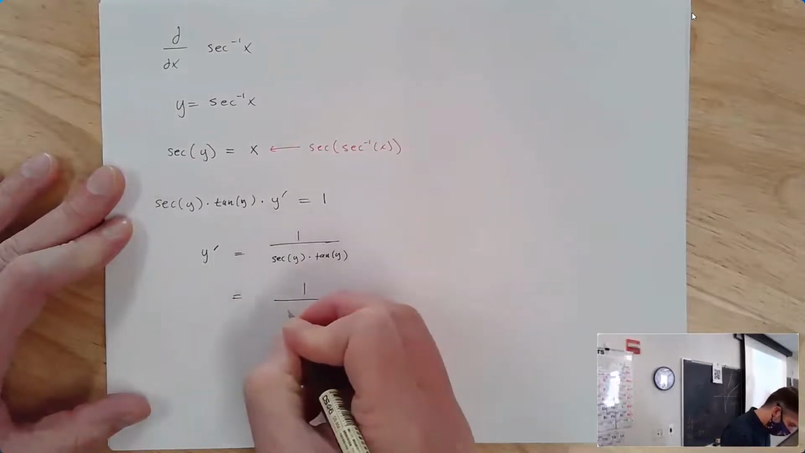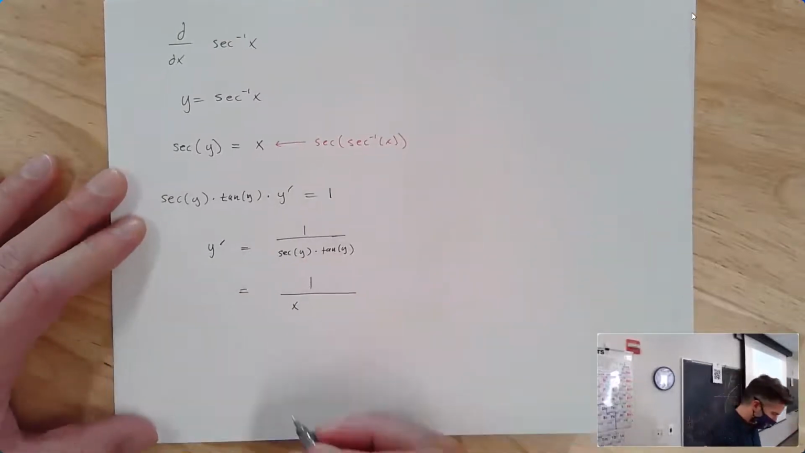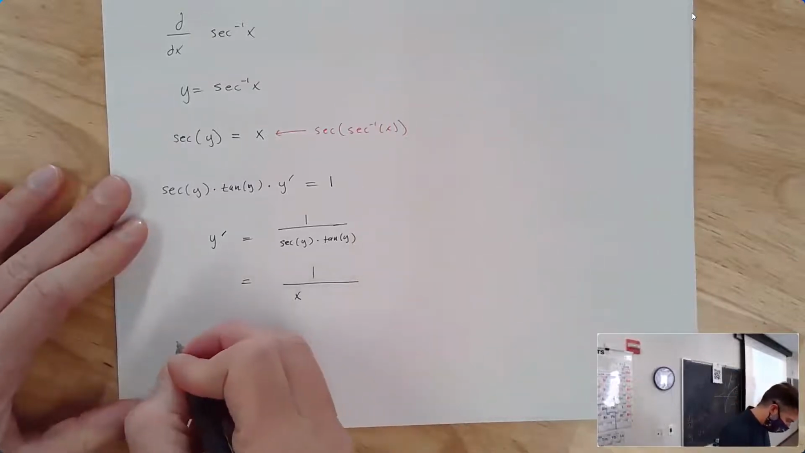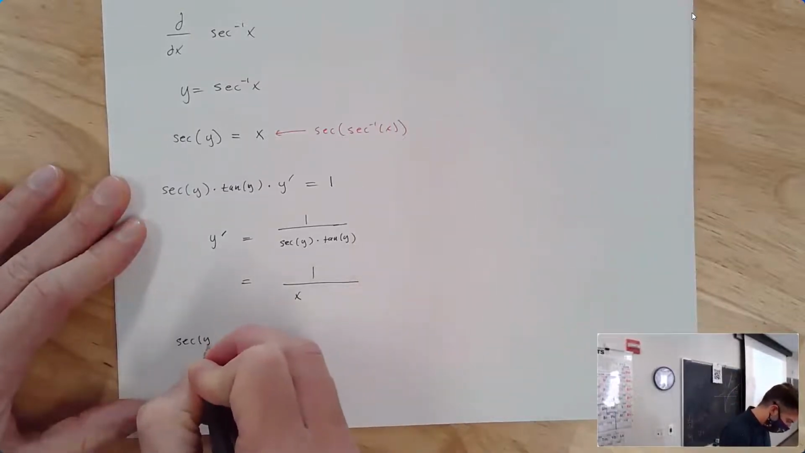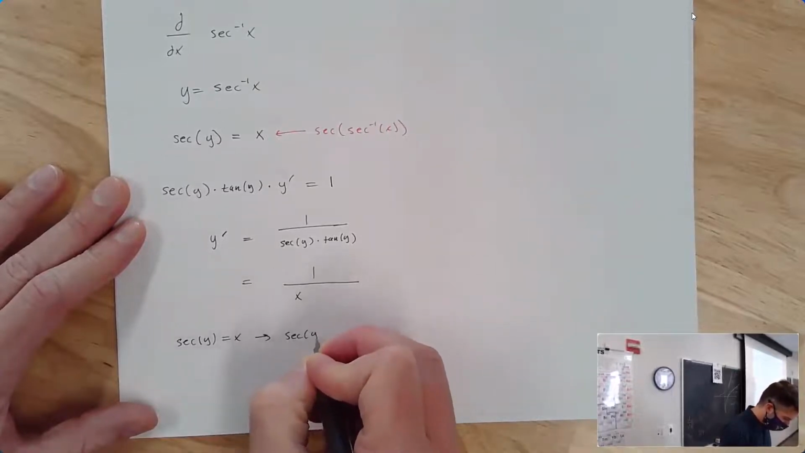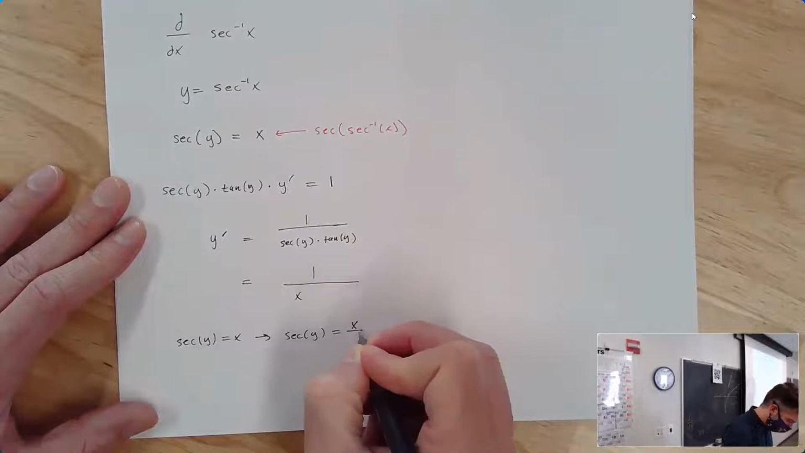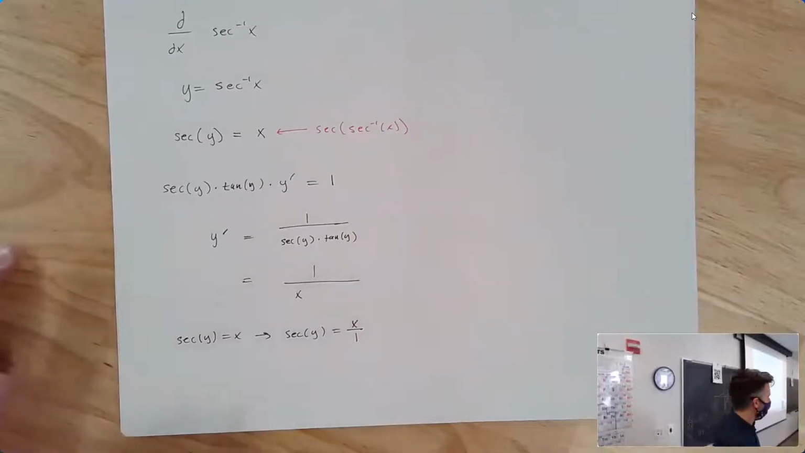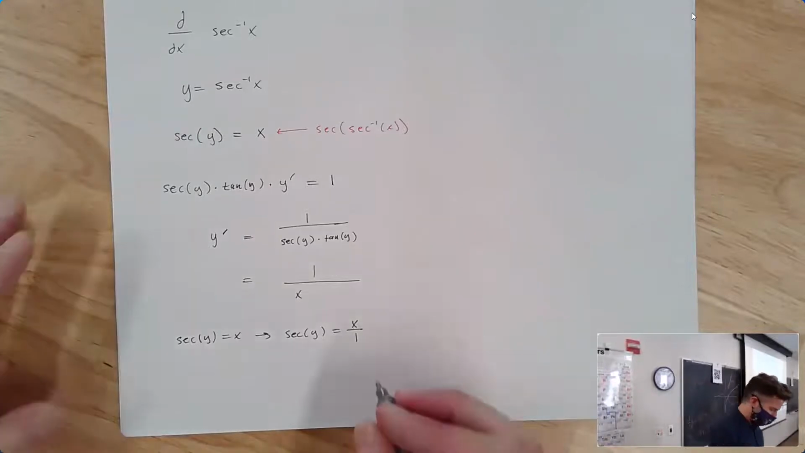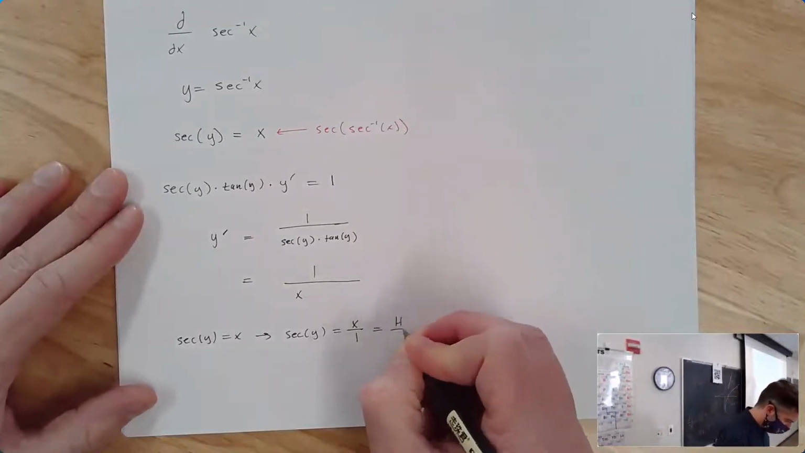But to get tangent of y, we do need the triangle. So watch me here. I'm going to do the same kind of thing I did before. I'm going to use the fact that secant of y is equal to x, but I'm going to write it as secant of y equals x over 1. I don't ever remember what side secant is. I just know that cosine is adjacent over hypotenuse and secant is the reciprocal of that. So secant should be hypotenuse over adjacent.